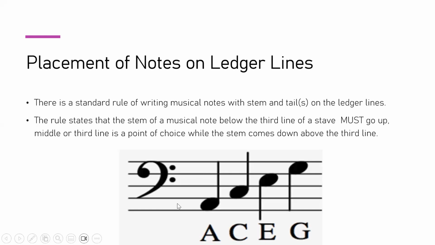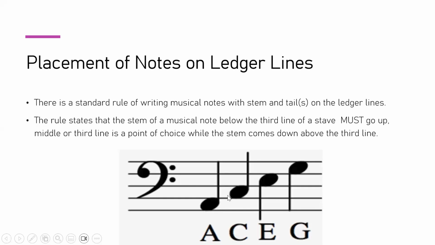We have 5 lines and 4 spaces. The middle line is here. And what is the letter name of this middle line of this stave? That is D. Any notes below the D, below this third line, which is the middle line of this stave, the stem must go up like this. As you can see, the first note is on A, the second note is on C.